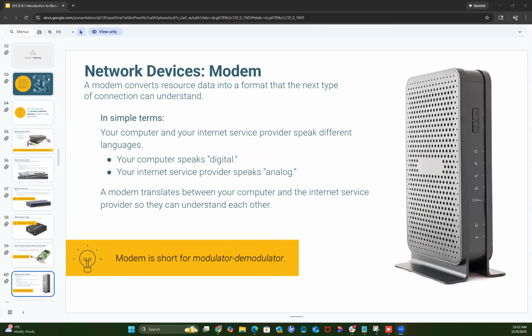This is the modem. Everyone knows this is the modem in our home. A modem converts resource data into a format that the next type of connection can understand. In simple terms, your computer and your internet service provider, ISP, speak different languages. Your computer speaks digital and your ISP speaks analog. So a modem translates between your computer and the ISP so they can understand each other. Modem is short for modulator and demodulator.